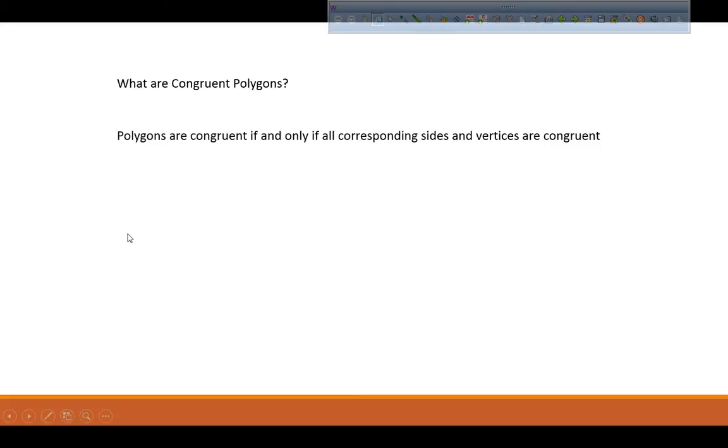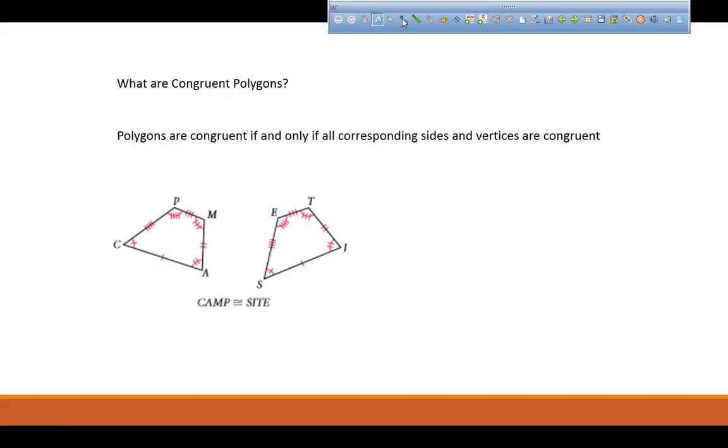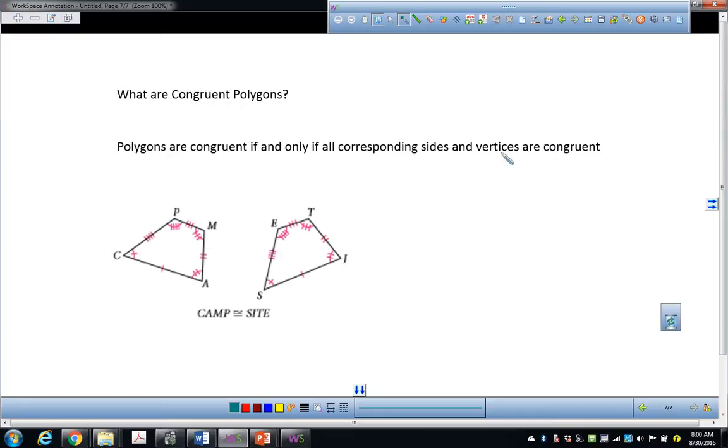But polygons are congruent if and only if all corresponding sides and vertices are congruent. Okay? Really, that shouldn't say vertices, I believe that should say angles. I messed up when I wrote this. That should say angles. A vertex is just a point, so points can't be congruent. All right, so polygons are congruent if and only if all corresponding sides and angles are congruent.